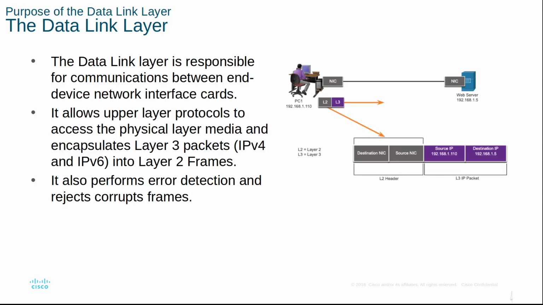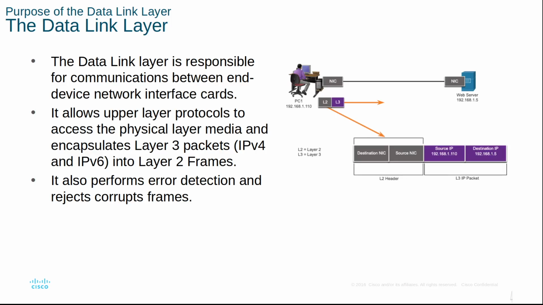The data link layer allows the upper layer protocols to access the physical layer media and encapsulate the layer 3 packets, which are your IPv4 and IPv6, into your layer 2 frames. So layer 3 we're dealing with packets, layer 2 we're dealing with frames. Layer 2 also performs your error detection and rejects corrupt frames as needed.